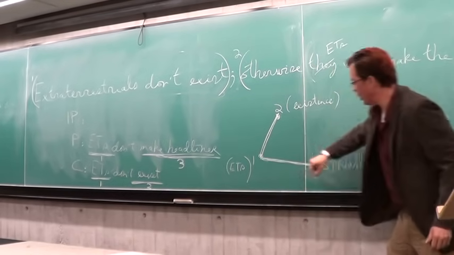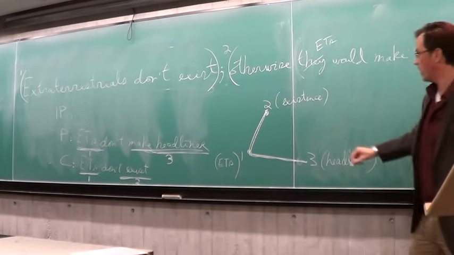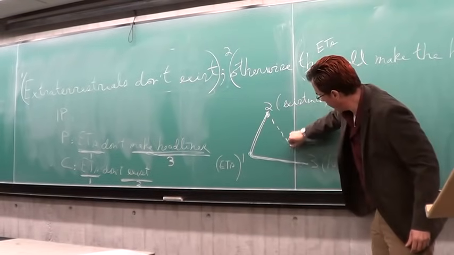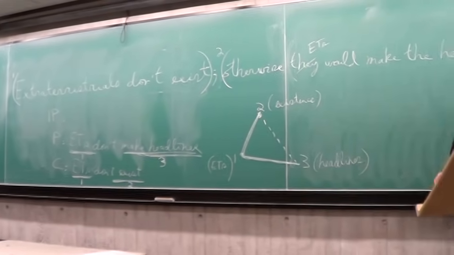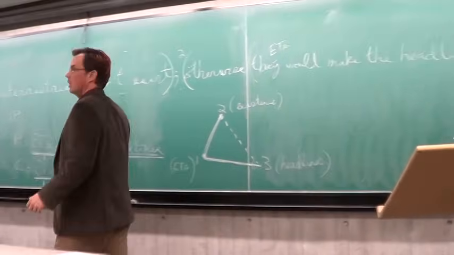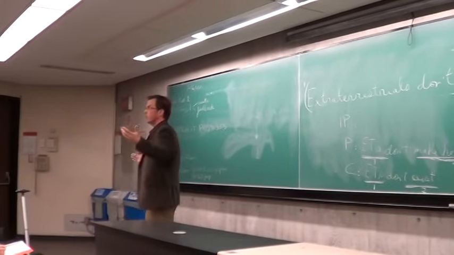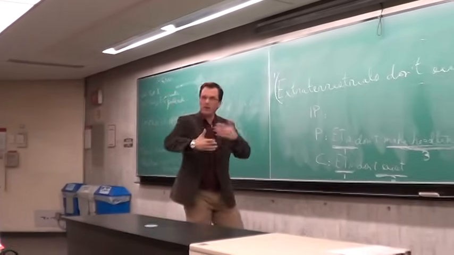So we have a triangle, but it's missing a side. It's got 2 sides so far, and it's missing this side. We'll put this in a dotted line. We're missing a side that relates the topic of existence to the topic of making the headlines. That's what we're missing. Once we have done all this, and notice how this is mechanical, this is purely mechanical.